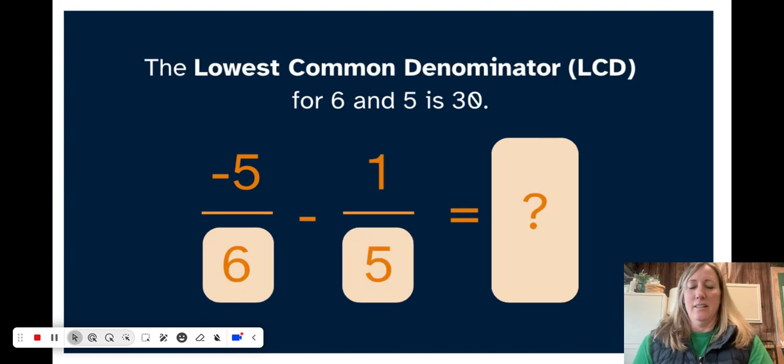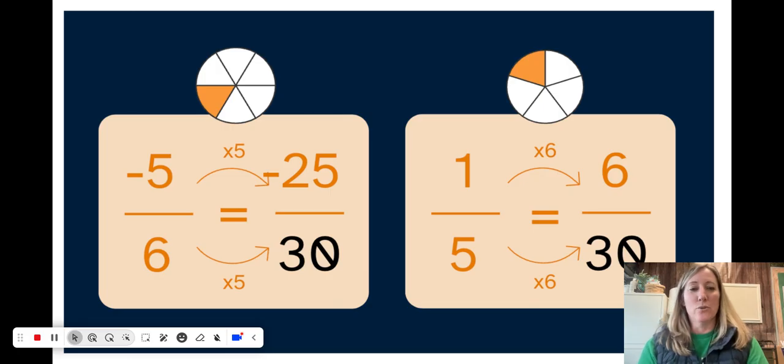We're going to go to this one. -5/6 minus 1/5. First off, we have to find common denominators. So 30 is going to be our lowest common denominator. We're going to create equivalent fractions. Notice we look next door at that denominator. It's 5, so we multiply by 5 on the top, multiply by 5 on the bottom. There's our equivalent fraction. Over here, we multiply by 6 on top and 6 on the bottom.